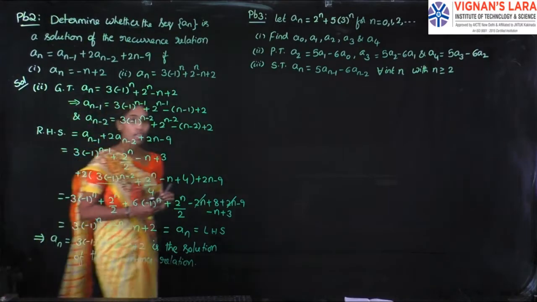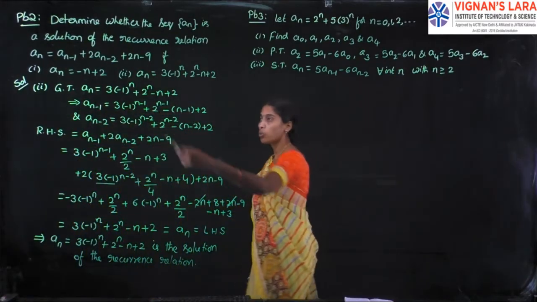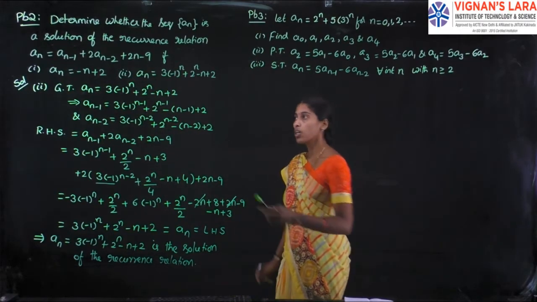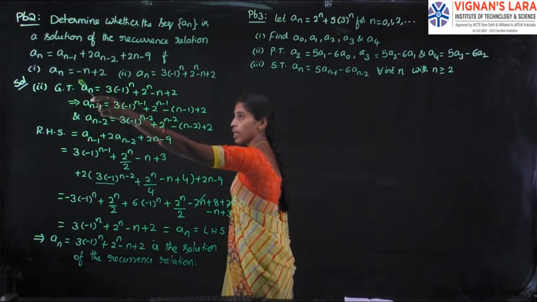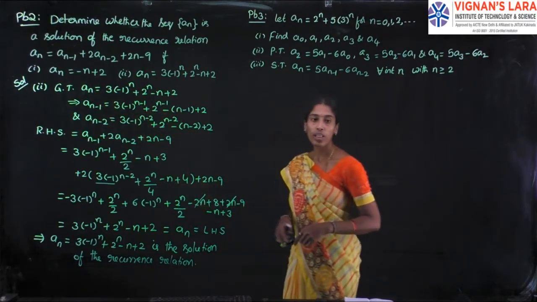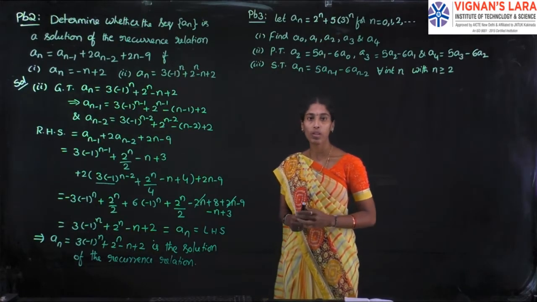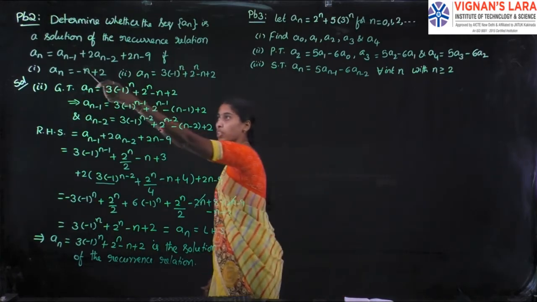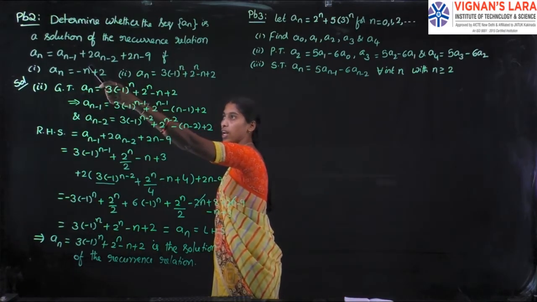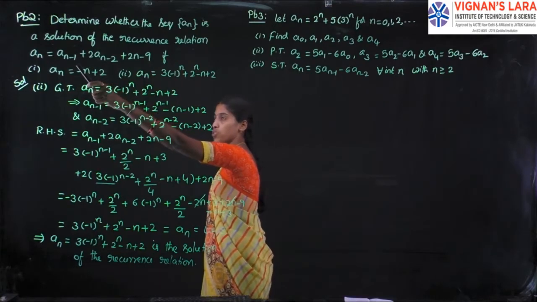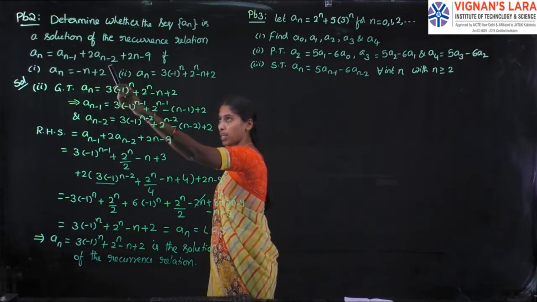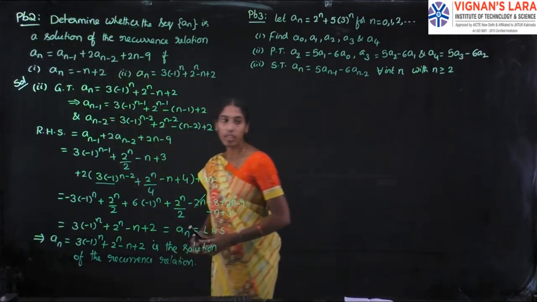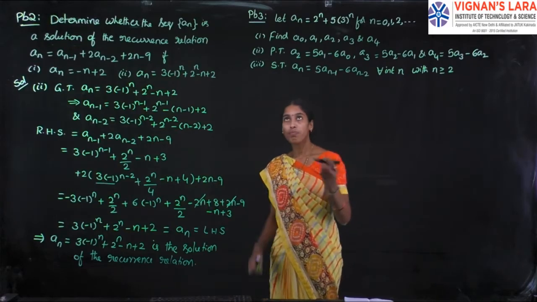Right. Similarly, you have to prove that the first one is also the solution of the recurrence relation. For that, you need to find out first the an-1 and an-2 values. By substituting n = n-1 and n = n-2, you will get an-1 and an-2. In the next step, consider the RHS of the given recurrence relation, substitute the an-1 value and an-2 value and simplify it. Finally, we will get an, right? So you solve that first sum.